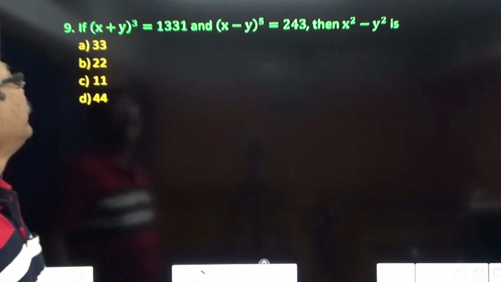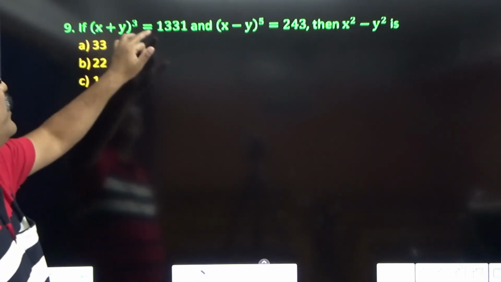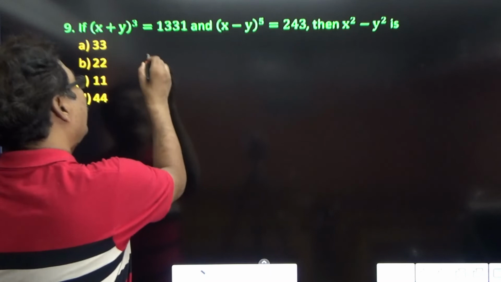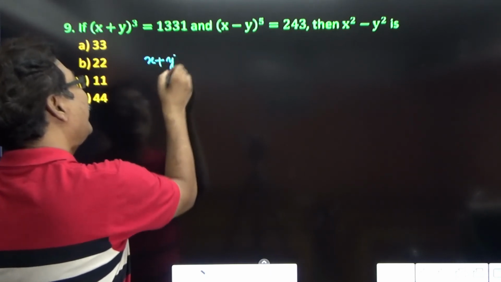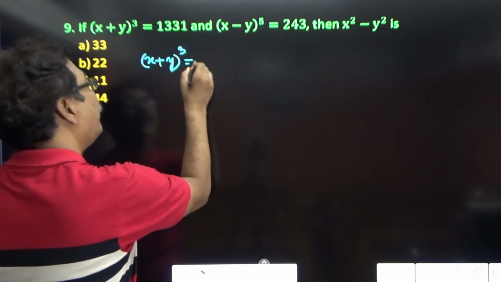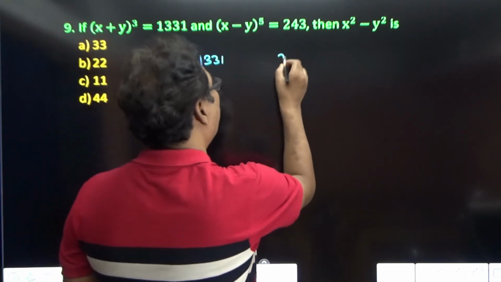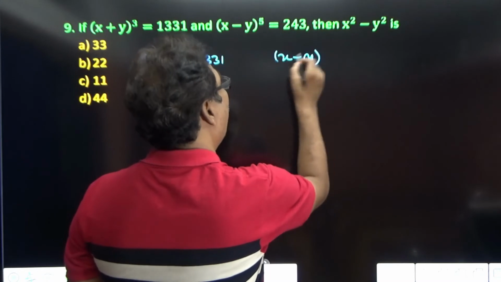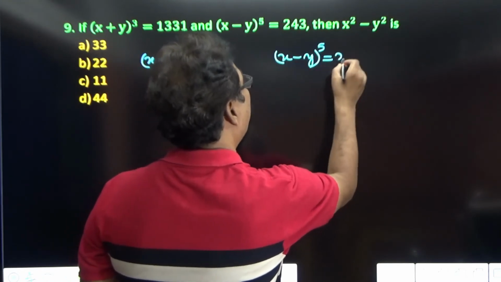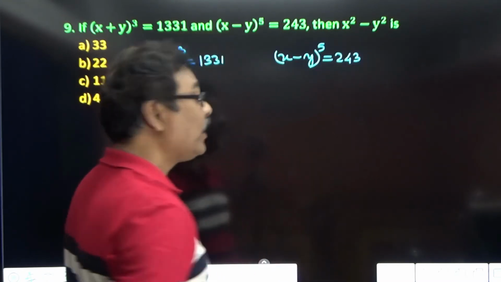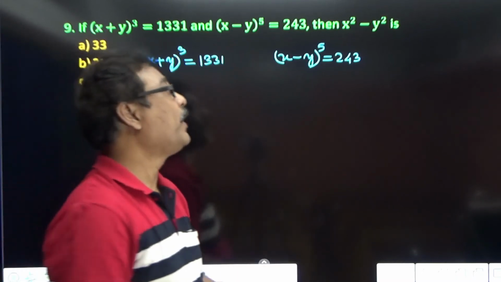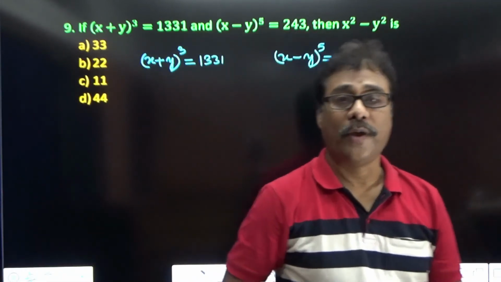What is it? x plus y to the power 3 is equal to this one. x plus y to the power 3, we read it as x plus y whole cube, is equal to 1331. This is given to me. And the other one is x minus y to the power 5 is equal to 243. Now, these are the two equations that are given to me. My question is what is x square minus y square.